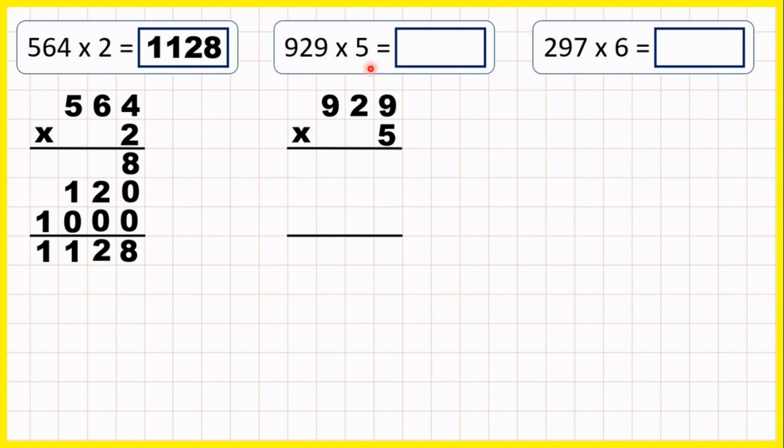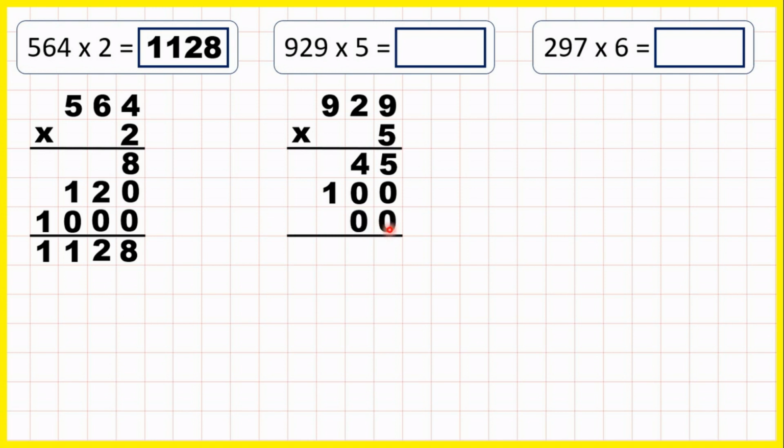Now 929 times 5, so we can set the question out in the same way, and again we start by multiplying our 1's. 9 times 5 is 45, so on to our second answer line, we need a 0 as the last digit. We need a 0 in our 1's because we're now multiplying the tens digit. 2 times 5 is 10, so we can move on to our third answer line.